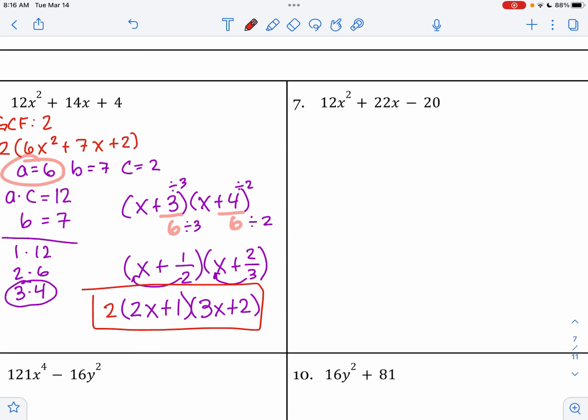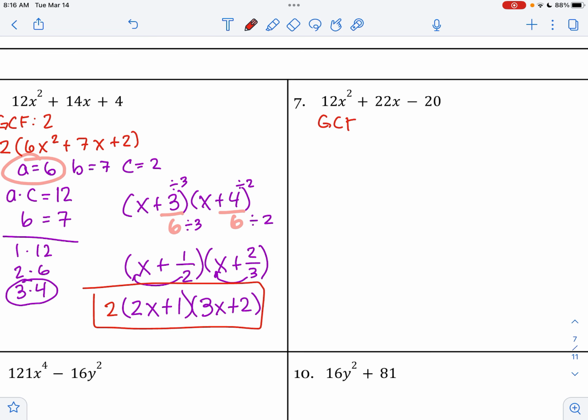Okay, so here the GCF is going to be 2. You can't take out 4 because 22 doesn't go into 4. You always want to take out your greatest common factor. So we're going to divide each of these by 2. So that's 6x squared. 22 divided by 2 is 11x. And then negative 20 divided by 2 is negative 10. And now we have ABC. So A is 6, B is 11, and C is negative, that's a 20. It looks like a 10.